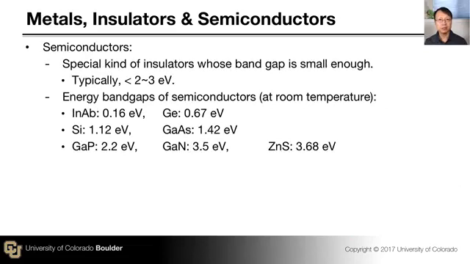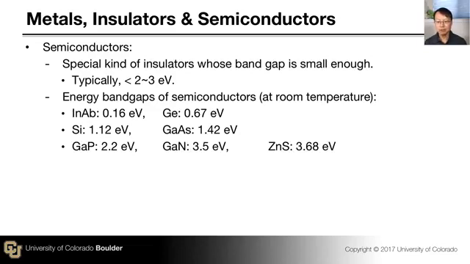So what is a semiconductor then? A semiconductor is a kind of insulator whose band gap is small enough. Okay? What is small enough then? Typically, it is 2 to 3 electron volts. There is no scientific definition of this limit. This is all empirical.